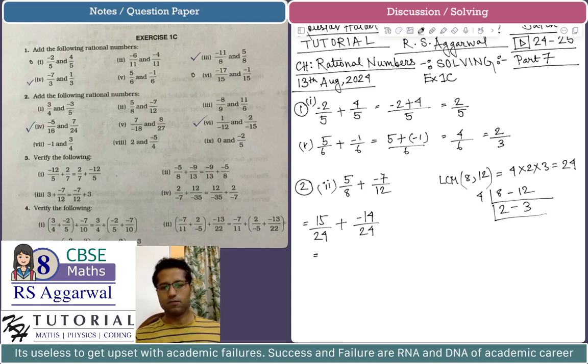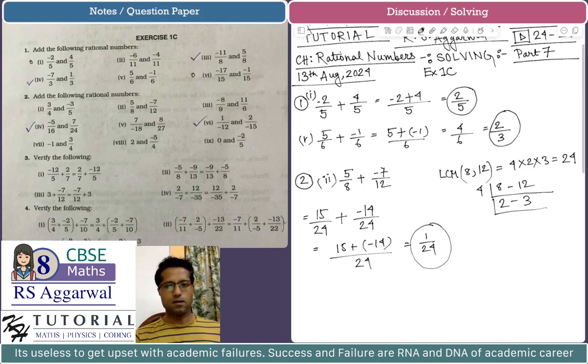Okay, so now we have the rational numbers with the same denominator. We just add the numerators: 15 plus minus 14, divided by 24. This is 1 by 24. So let me circle all the answers that I am getting.